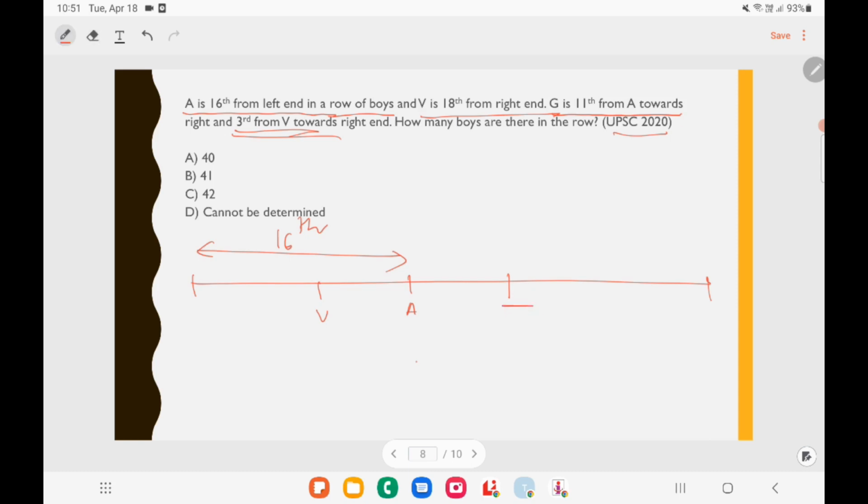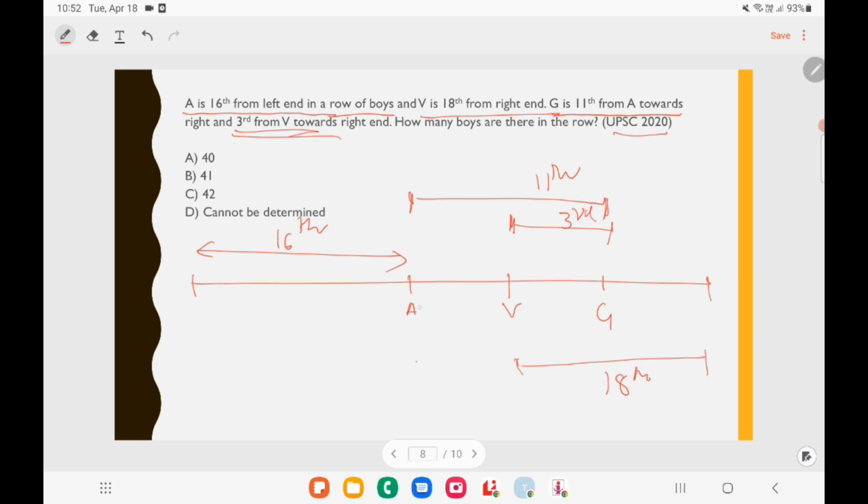So V is here. Okay. V is not here. V is here. And G will be here. Now it is given that V is 18th from right. So we know that this is 18th. And G is 11th from A. So G is 11th from A. And it is 3rd from V. So it is 3rd from V.